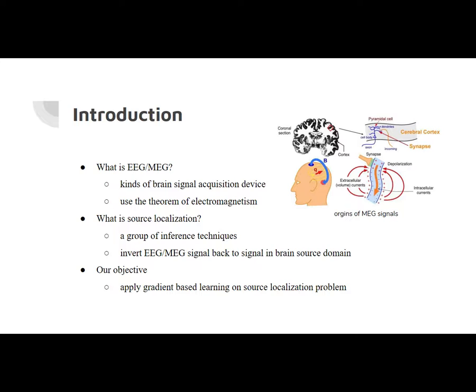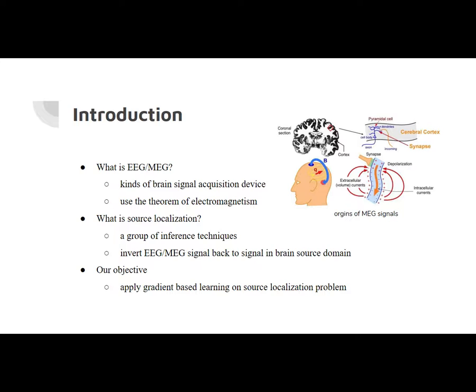But what is source localization? Source localization, also called the inverse problem, aims to determine the location of electric activity within the brain, from the induced magnetic fields outside the head. The primary difficulty is that this problem does not have a unique solution and lacks ground truth.